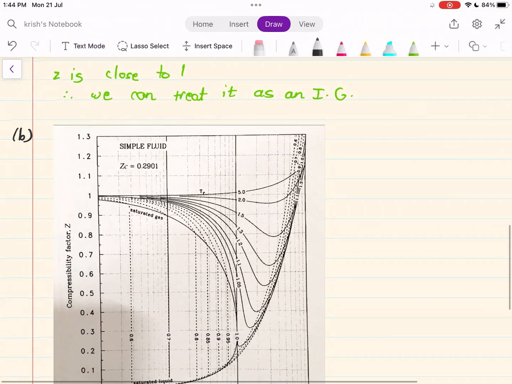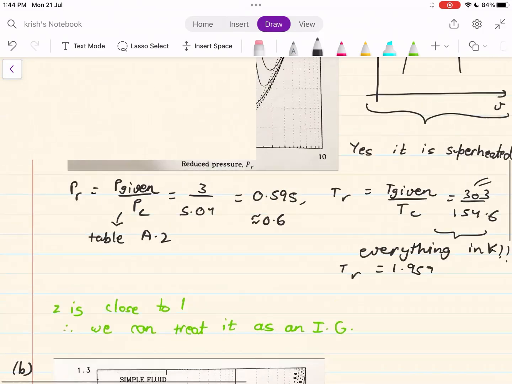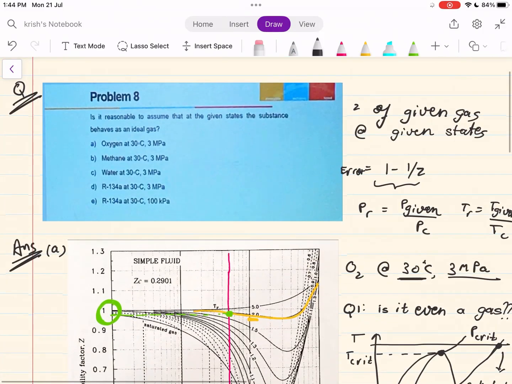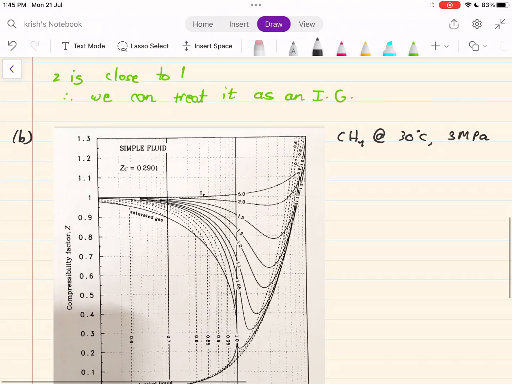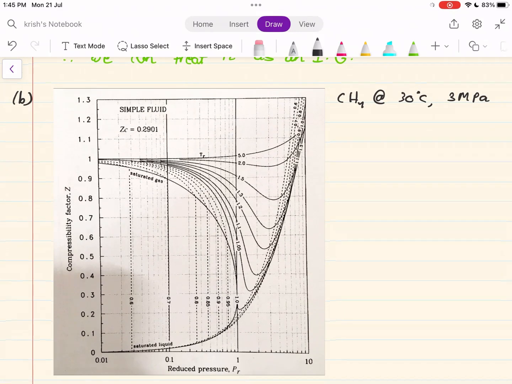Right, let's begin. In part B, we have methane. Methane is CH4 at 30 degrees Celsius, 3 megapascals. CH4 at 30 degrees Celsius, 3 megapascal. Again, we should check if it is vapor.